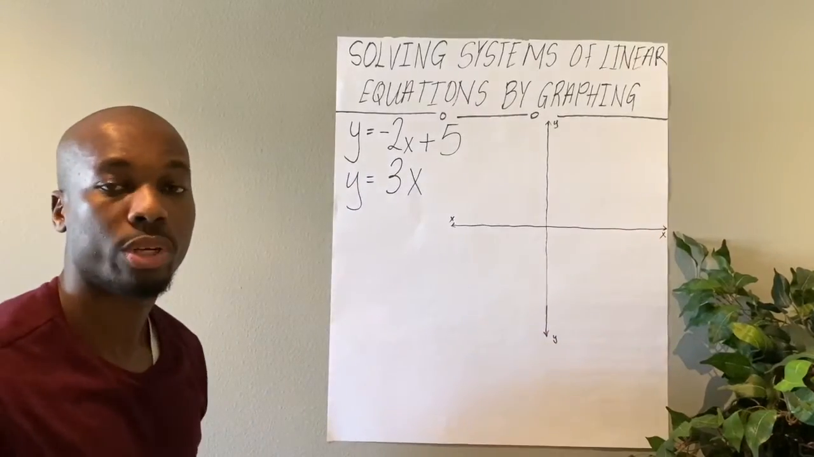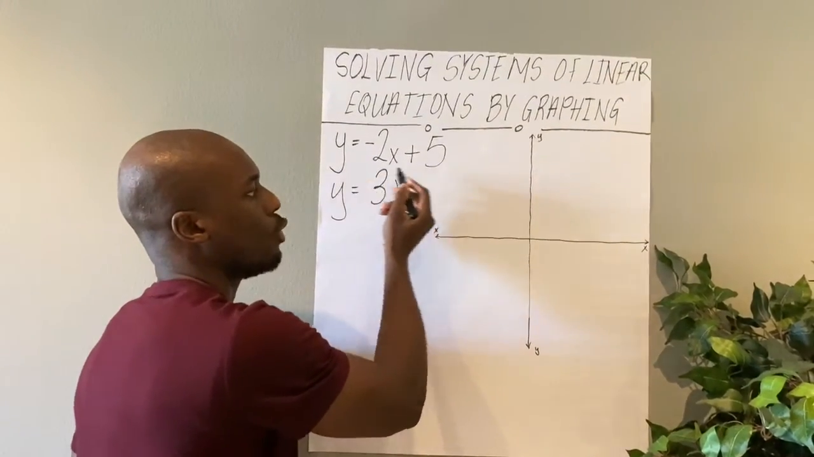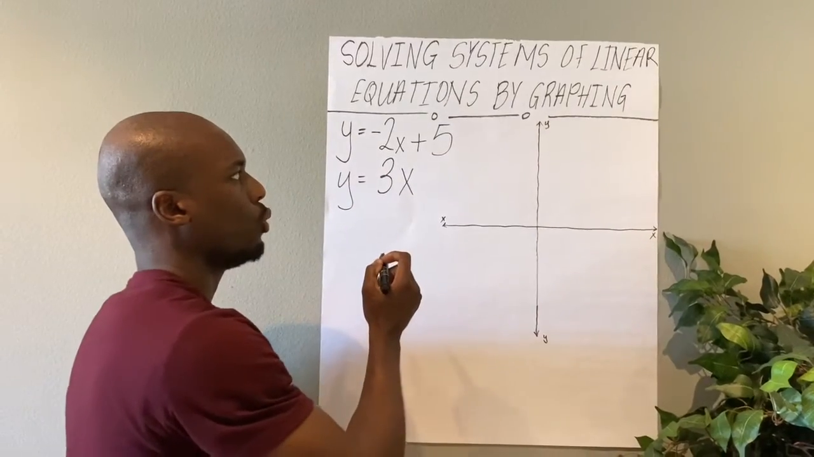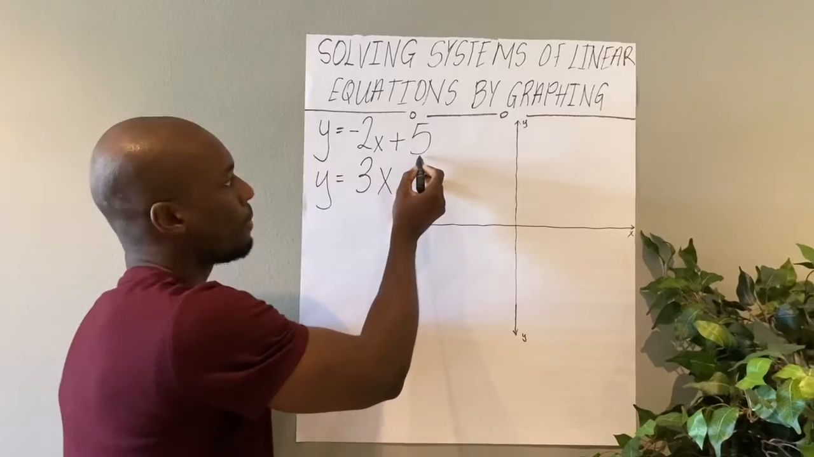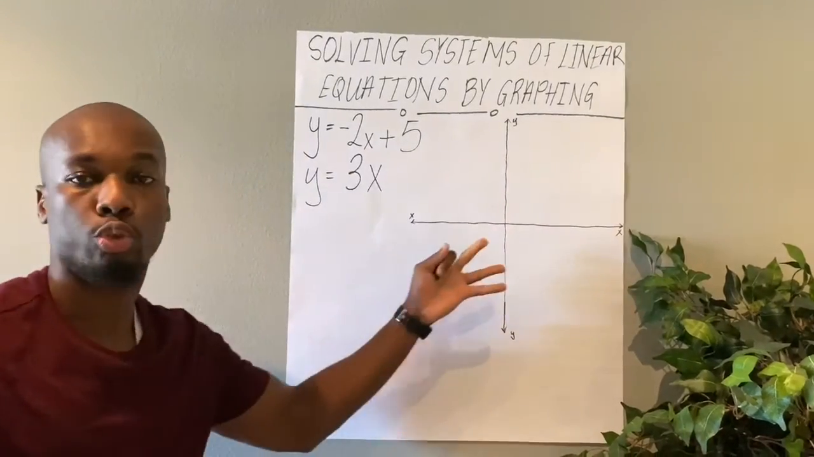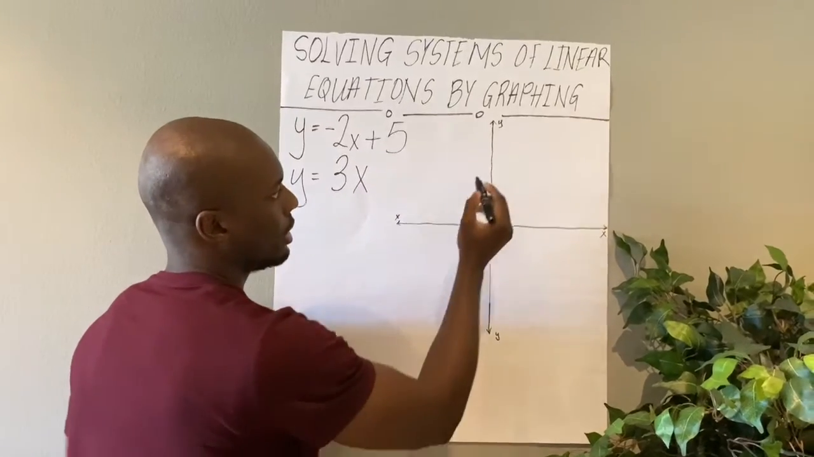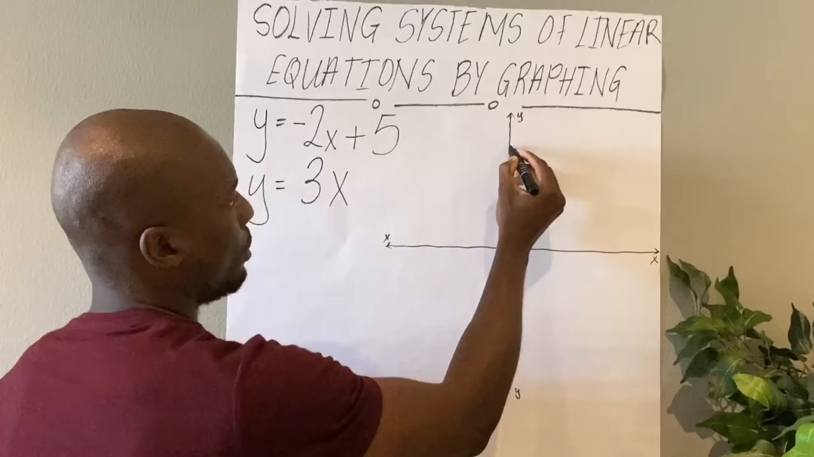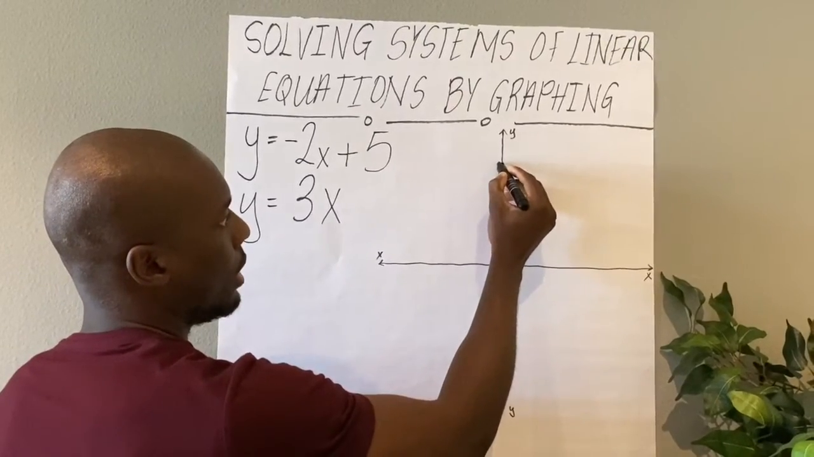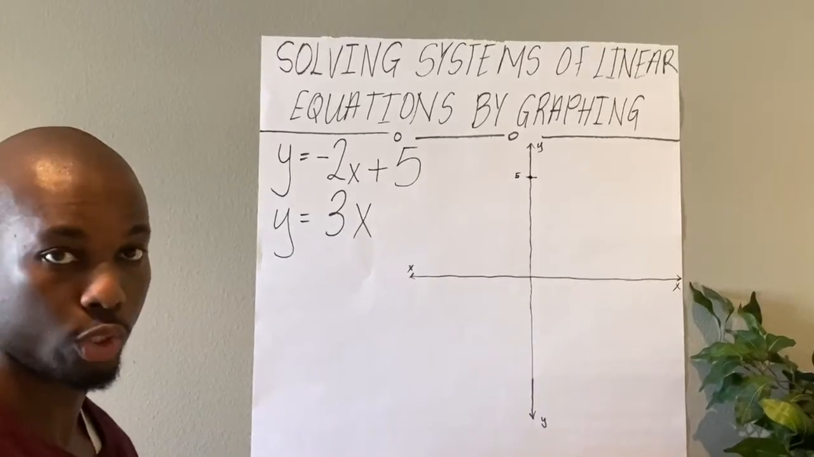Y is equal to negative 2x plus 5. This is written in the slope-intercept form. And so this means that I can use the y-intercept and the slope to draw my line, right? So by looking at this, my y-intercept would be 5. And this is going to help me figure out the slope, right?